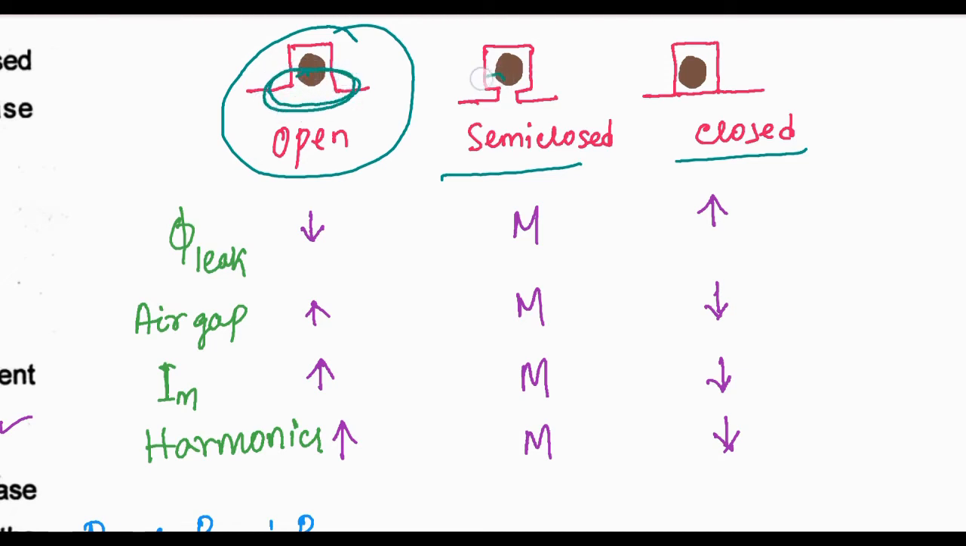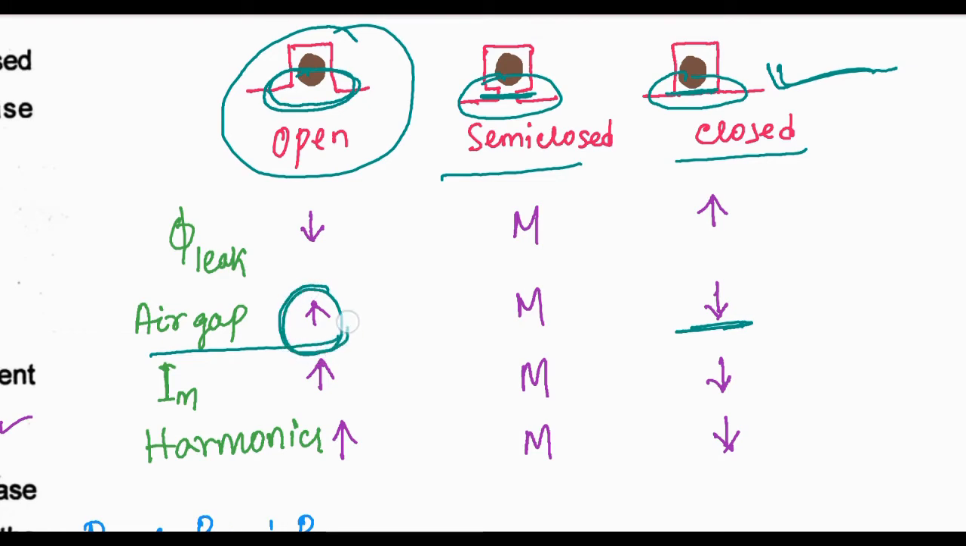This is leakage flux. As there is a magnetic path here, and here a totally connected magnetic path, there will be more leakage flux in case of closed slots. In case of open slots, the air gap is more, and here the air gap is less. As the air gap is more, to cross the air gap the starter will draw more current, more inductive reactive current.